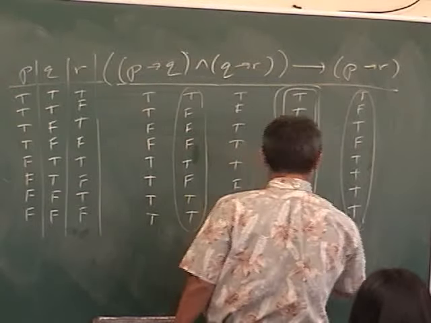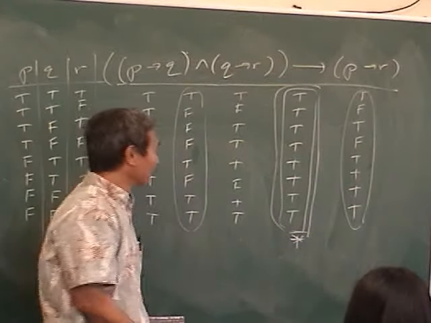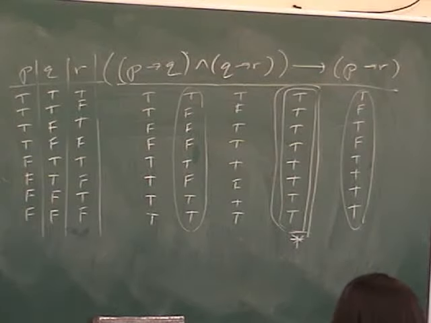So you double box with an asterisk. Did you guys do that today? Yeah. Okay. So yes, it came out to a tautology, therefore this is a valid argument. Do you have to circle the other ones? No.